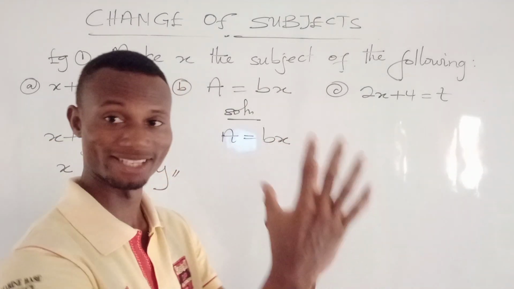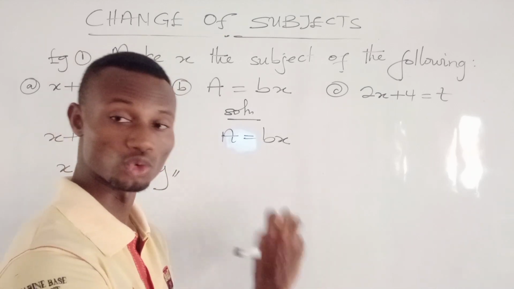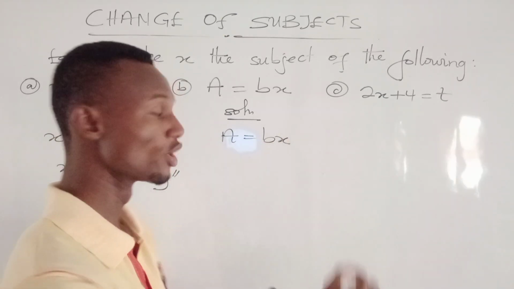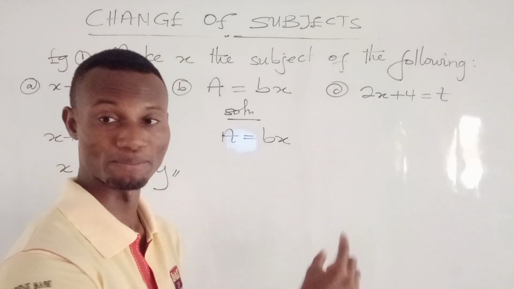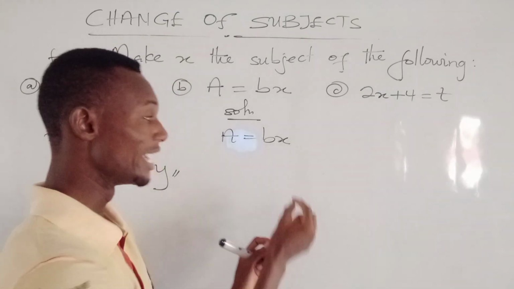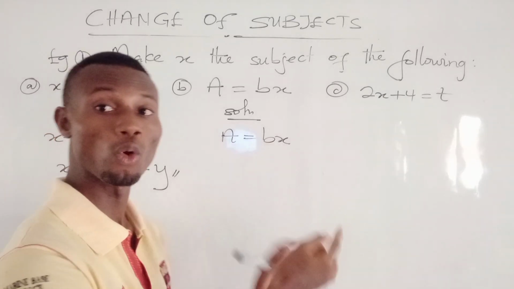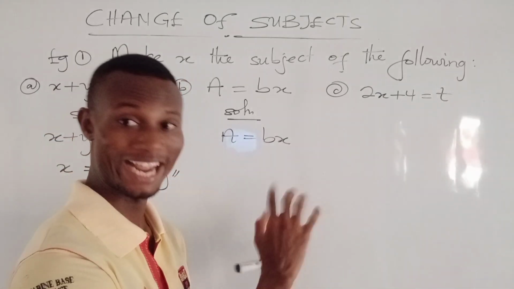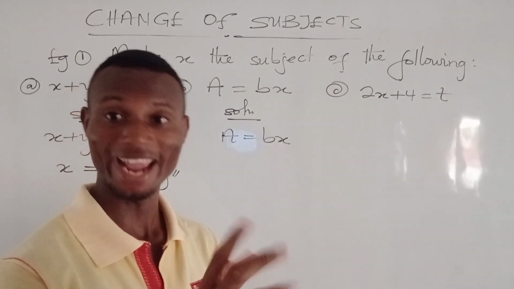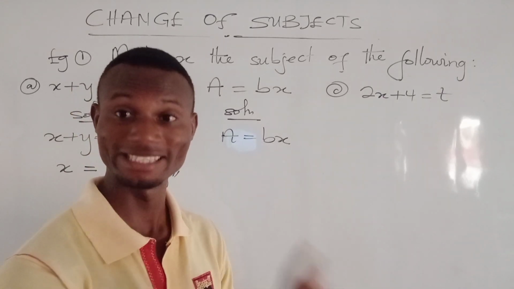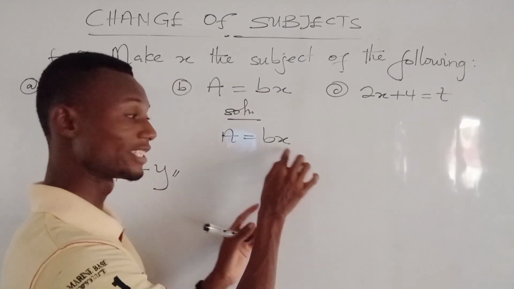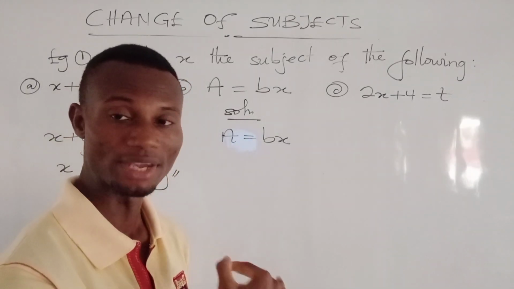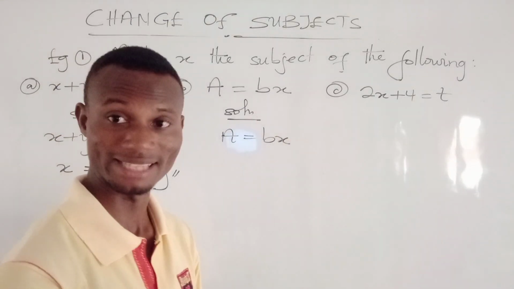We want to make s stand alone, and because the b is multiplying the s, we are going to divide through the equation by the coefficient of the s. Because it is the s that we are making the subject, the coefficient of the s is the b, so we are going to divide through the equation by b so that the s can stand alone.